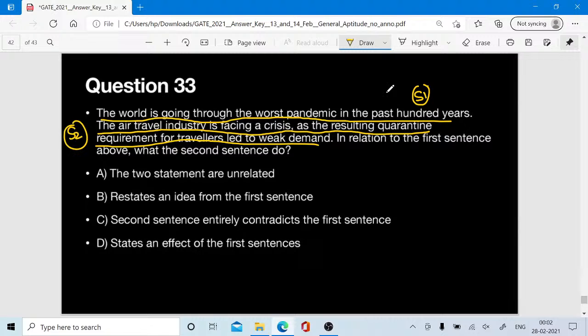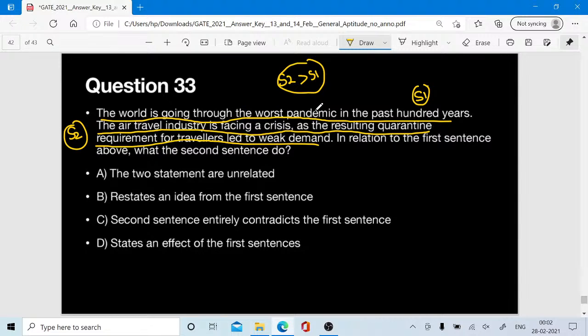Don't you think statement 1 is a continuation of statement 2? Isn't statement 2 a continuation of statement 1? Statement 1 is that the world is having the worst pandemic. And because of this pandemic only, the airplane industry is having a weak demand, as the quarantine requirements have to be met.